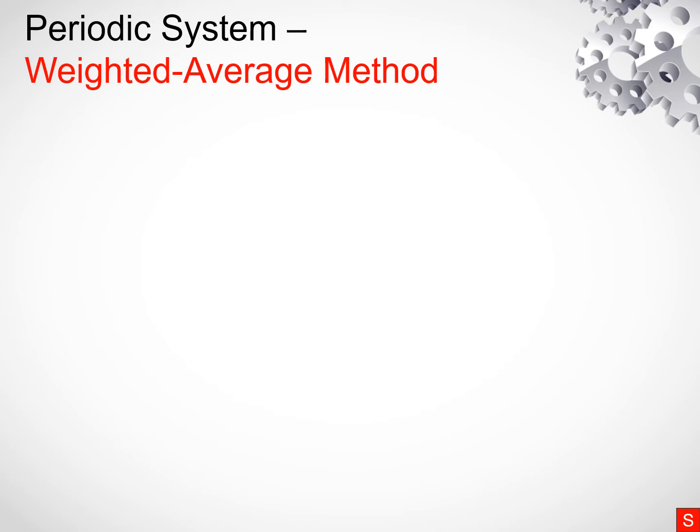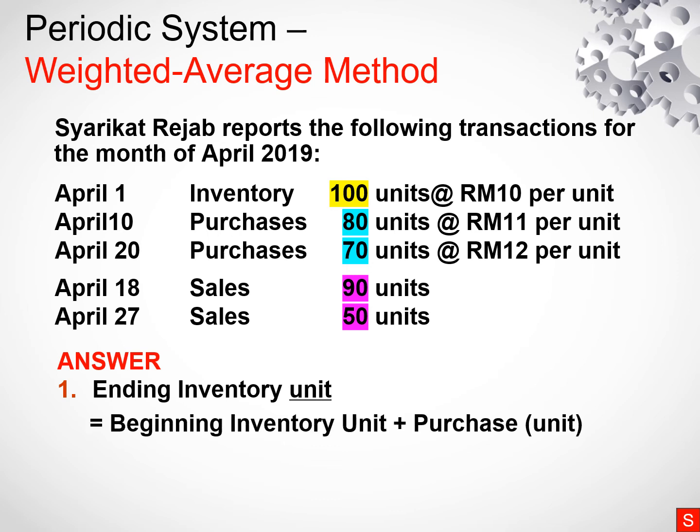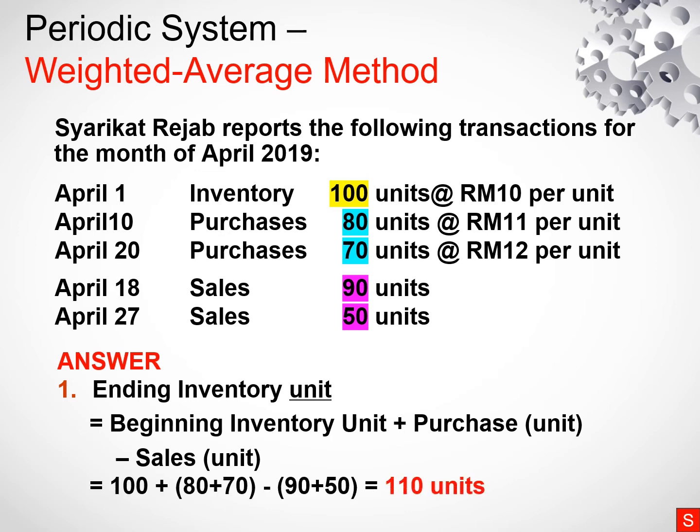Periodic system using weighted average method. Question 1 is to calculate ending inventory units. In weighted average method, calculating the ending inventory units is the same as FIFO method. So, ending inventory units equals beginning inventory units plus purchase units minus sales units, equals 100, the beginning inventory, plus 80 plus 70, the purchases, minus 90 plus 50, the sales. So equals 110 units of ending inventory.